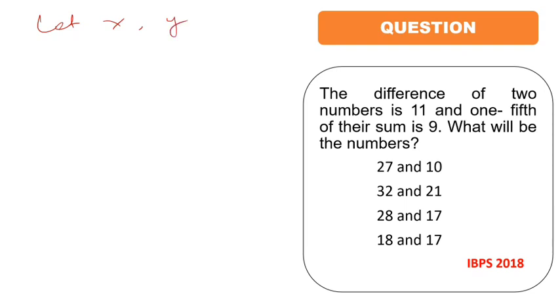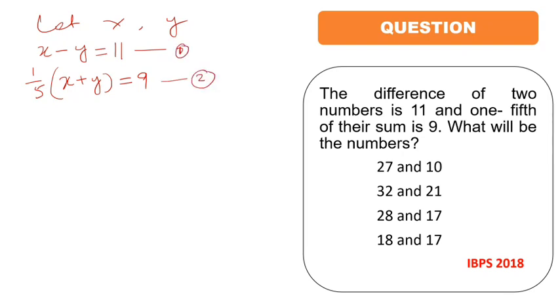The difference of two numbers is given to us, that is 11. So here we can write x minus y is equal to 11, considering x is the bigger number and y is the smaller number. Now what is the second condition given? 1/5 of their sum is 9. That is 1/5 of (x plus y) is equal to 9. So these are the two equations we have. This is our first equation and this is our second equation. Using these two equations, we need to find out x and y.